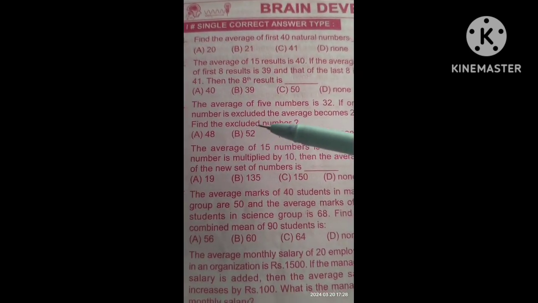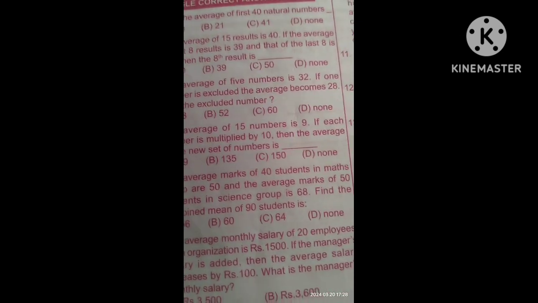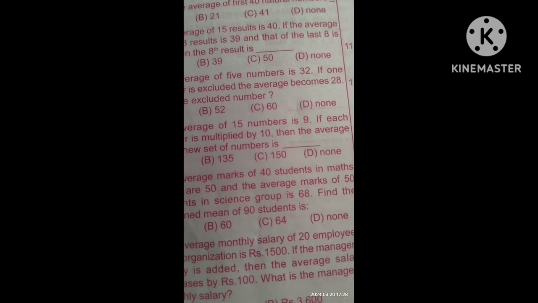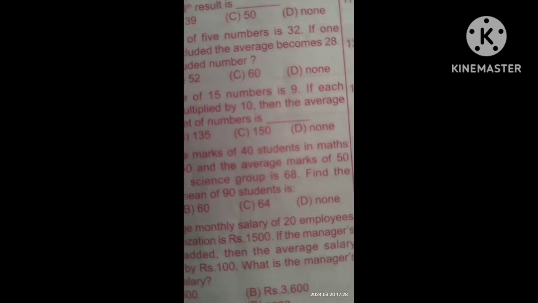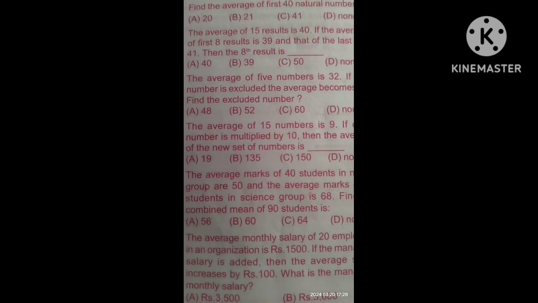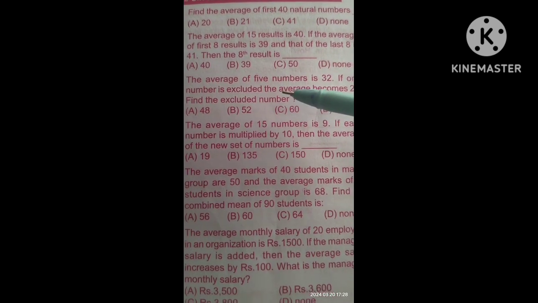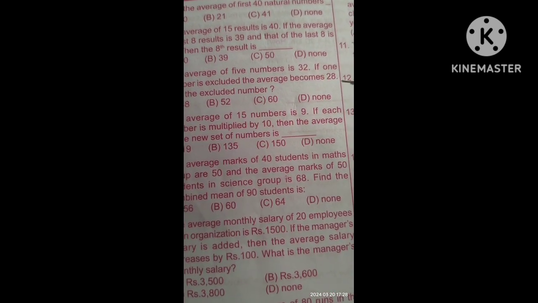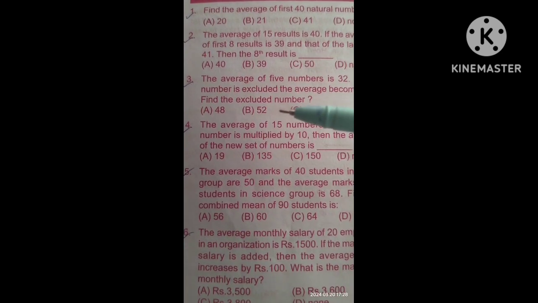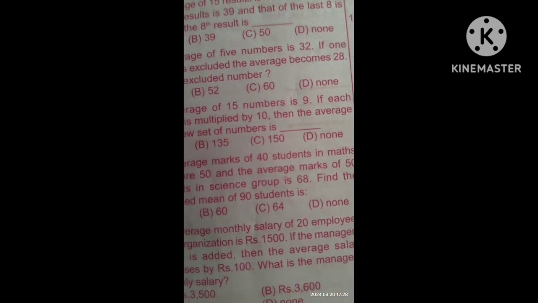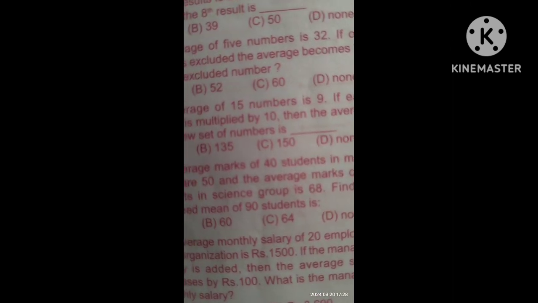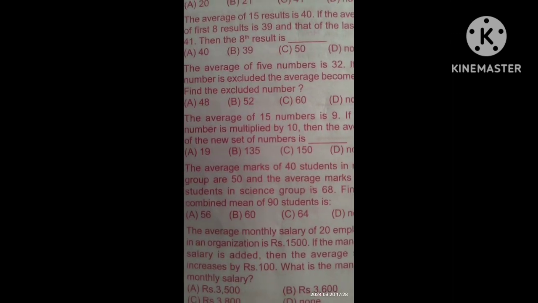If one number is excluded, means one boy did not write the exam. Otherwise, he took the paper and he is not in the group. Then we will remove his marks. Then the average becomes 28. Find the excluded number. Means one boy excluded, what is his marks? How many marks he got? That's what they are asking.